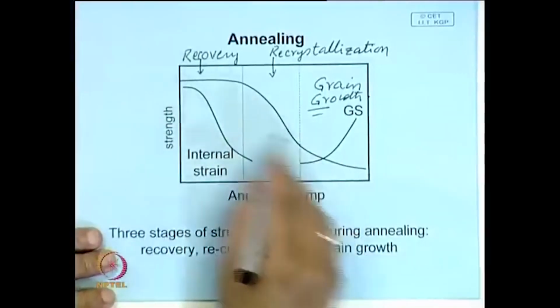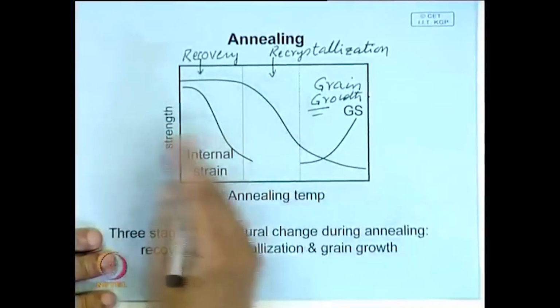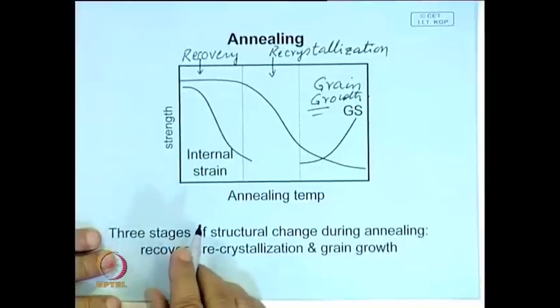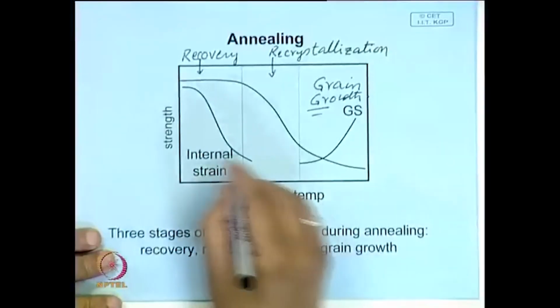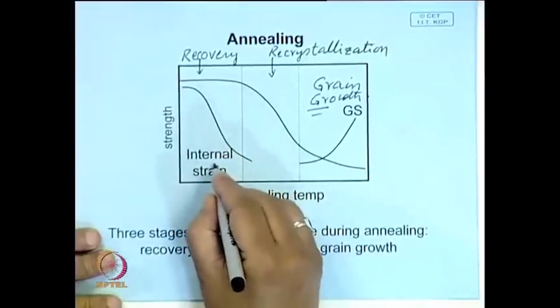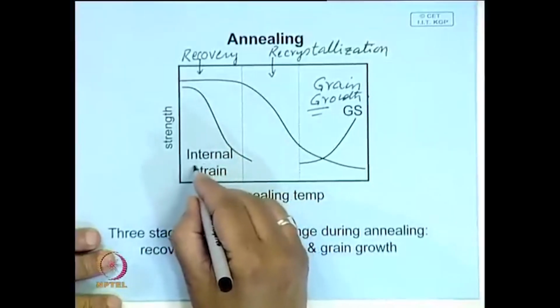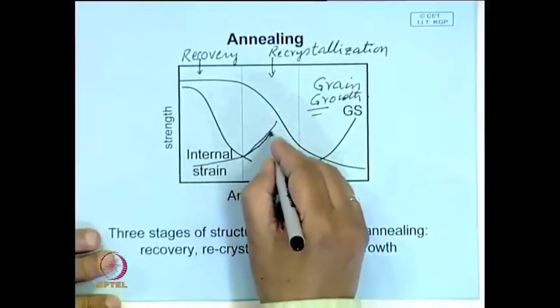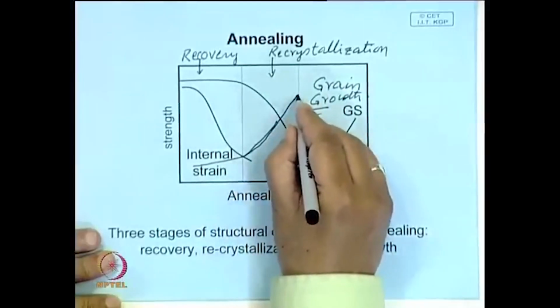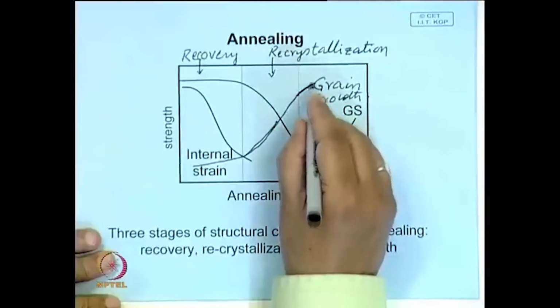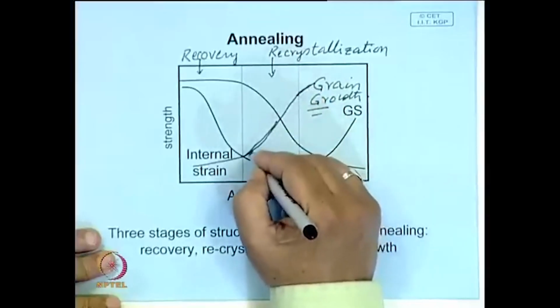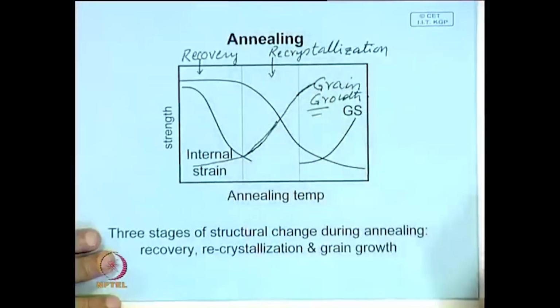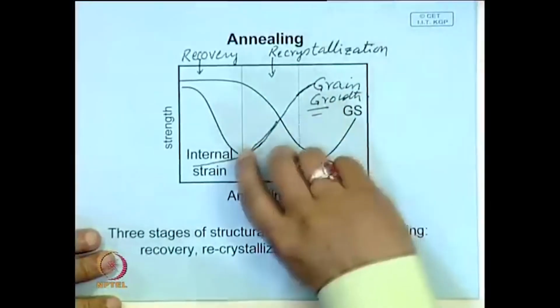And accordingly, several other physical properties will also change. Suppose ductility here will be low, the ductility here may have a marginal change, but here the ductility will increase, and again the ductility may decrease. If the grains become coarser, then the material becomes less ductile, something like this.